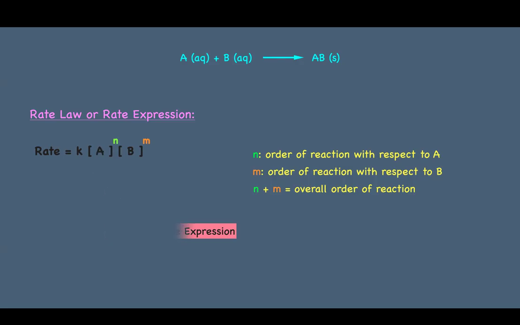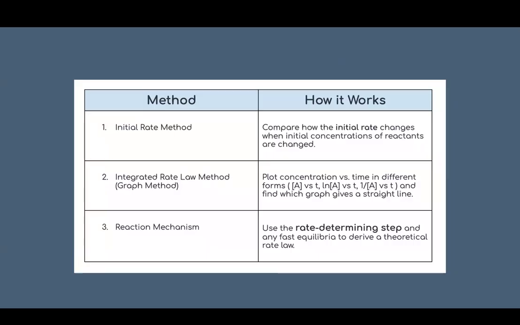There are three methods for finding the Rate's law and the order of reaction for the reactants. The first method is the initial rate method, which I already made a video about, so I'm going to tag it over here if you want to learn more about that. The second method is the integrated rate law method, where you look at some graphs to figure out the order of reaction for both reactants. The third method is the reaction mechanism, where you look at the rate determining step to figure out the order of reaction.